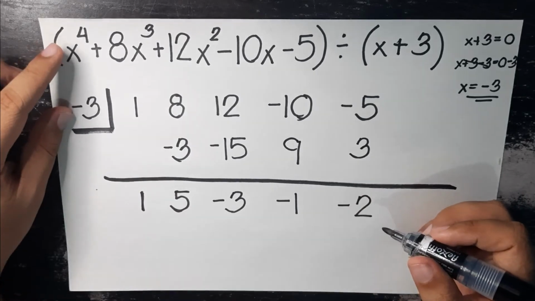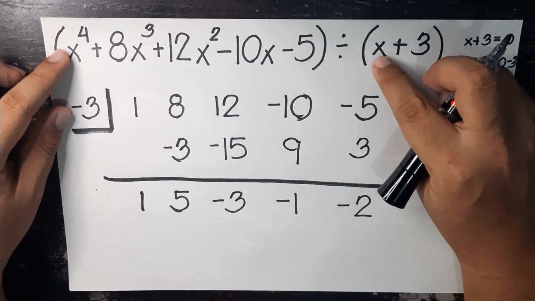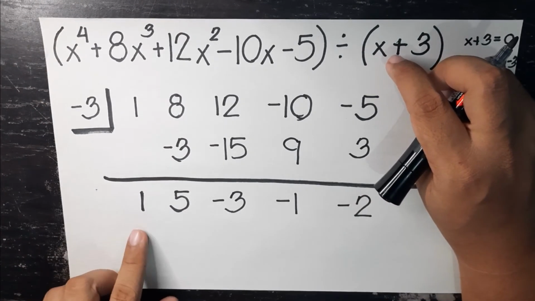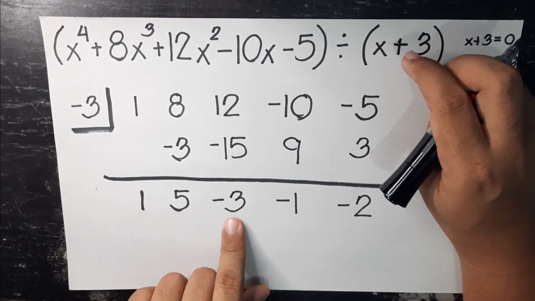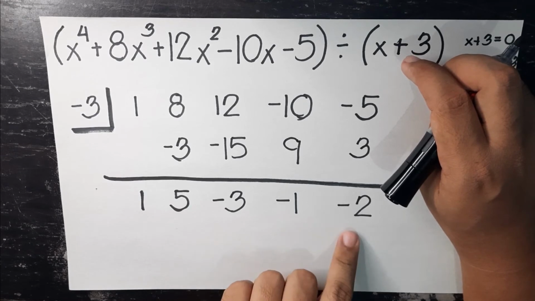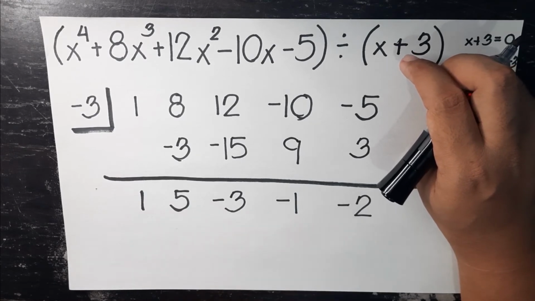So our dividend is in fourth degree divided by a first degree. So we'll start with third degree. Third degree, second degree, first degree, constant. This is our remainder. Now, how do we write this?